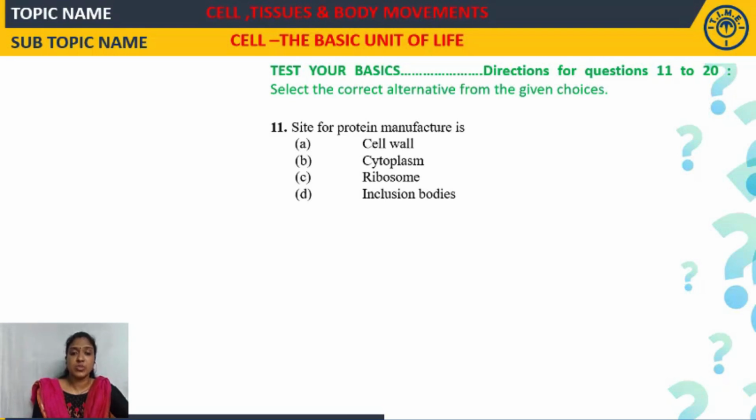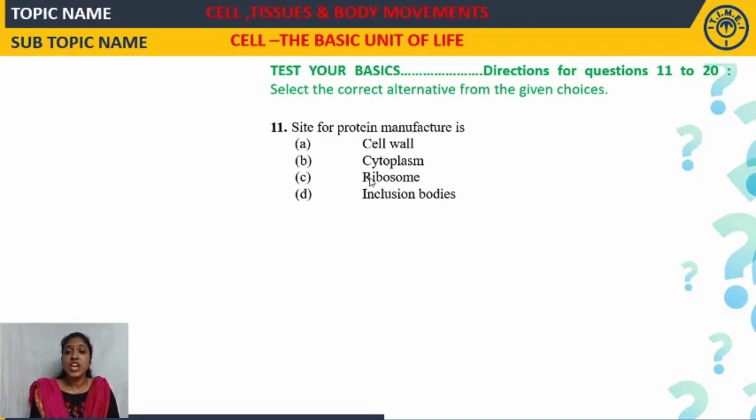11th question. Site for protein manufacture is. What is the site for protein manufacture in a cell? We can read the options. Option A, cell wall. B, cytoplasm. C, ribosome. D, inclusion bodies. We can start with inclusion bodies because in the previous question we discussed inclusion bodies. The site for protein manufacture is not inclusion bodies. It is a storage part, a storage for reserve materials like carbohydrates.